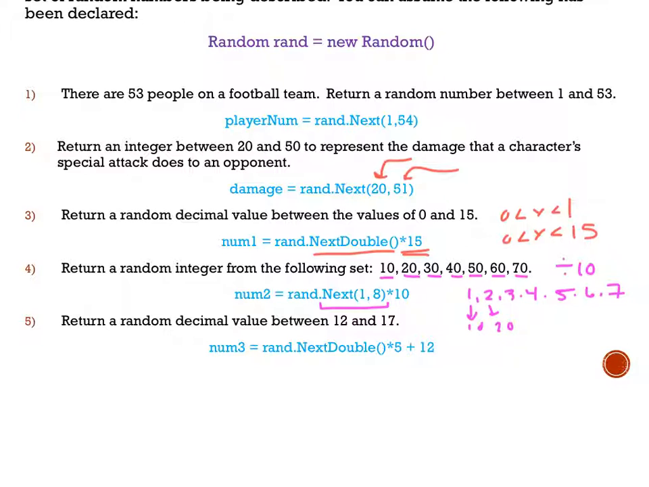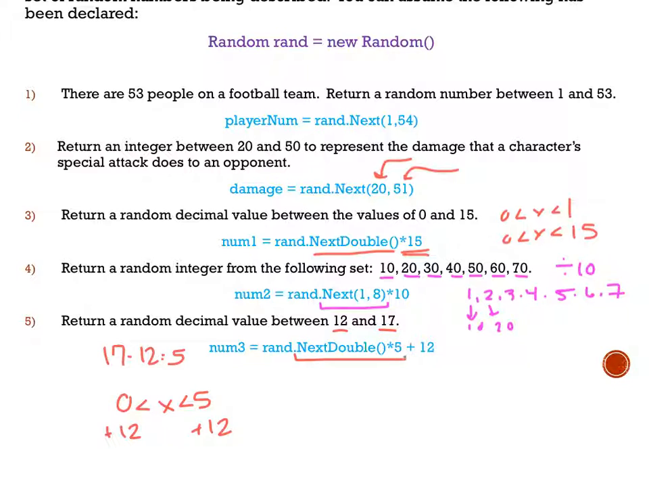Now this last one is a little bit trickier as well. It says return a random decimal value between 12 and 17. Essentially, I can see that I have a range of 5 numbers. I know that 17 minus 12 is equal to 5. So what I need is all the values between 0 and 5, and then I need to add 12 to each. I have to think through how I'm going to get random decimals between 0 and 5, and then add that 12 on at the end, and that's exactly what I've done here.